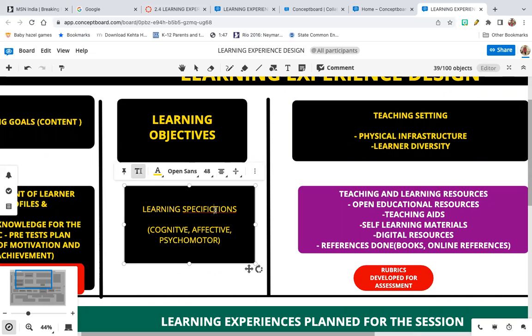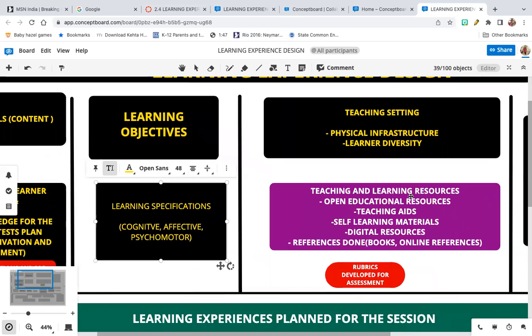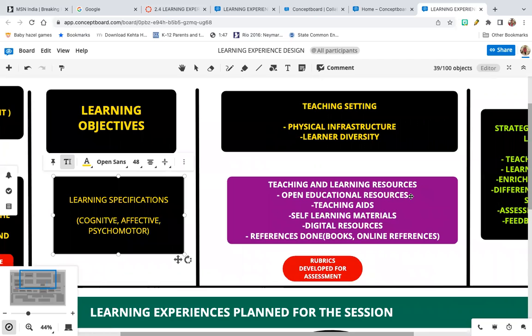Okay, the next thing, we go to the teaching setting. The teaching setting is the place where you are actually going to teach. So the teaching setting is the physical infrastructure, or for example, if you need to do some experimentation, do you have a teaching setting for that? So you have to prepare your physical infrastructure and also cater to the learner diversity. If you need to have certain group activities, are you going to have the same teaching setting? You need to modify your teaching setting for the learner diversity.